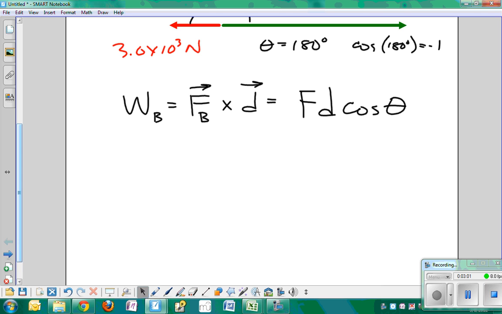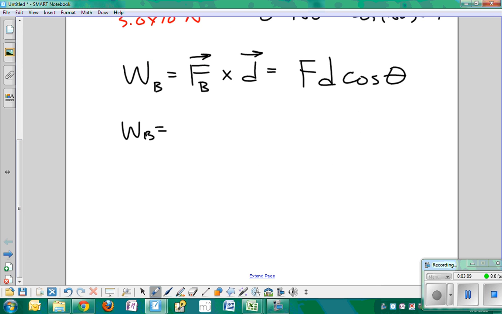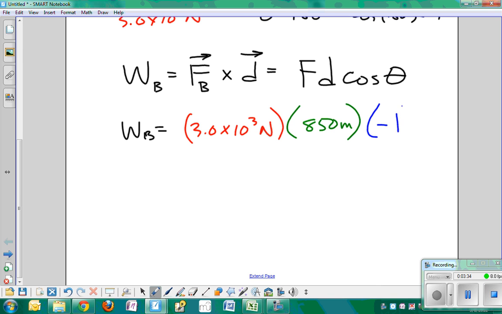Now all I have to do is say the work done by the brakes is equal to the magnitude of the force, which we were given as 3.0 times 10 to the third newtons. Why don't I make that red, since that's our red vector. We're going to multiply that by our displacement, and the displacement was 850 meters. And we're multiplying that by -1, which is the cosine of 180 degrees. The -1 is easy.